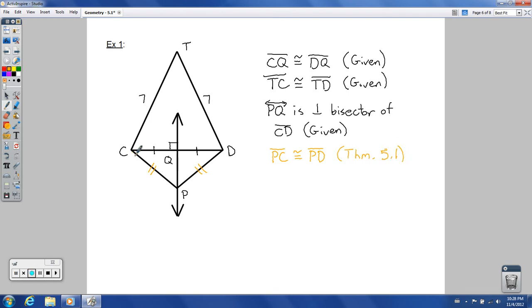Hopefully intuitively that makes sense. You just look at it and say, yeah, that seems to make sense to me, but based on that theorem we can prove it's actually true. So PC is congruent to PD. And what else could I say?